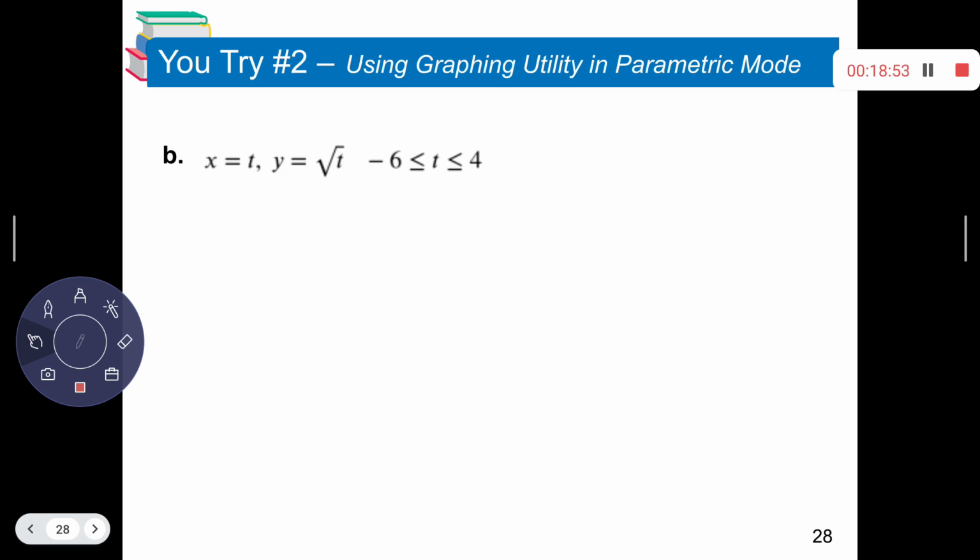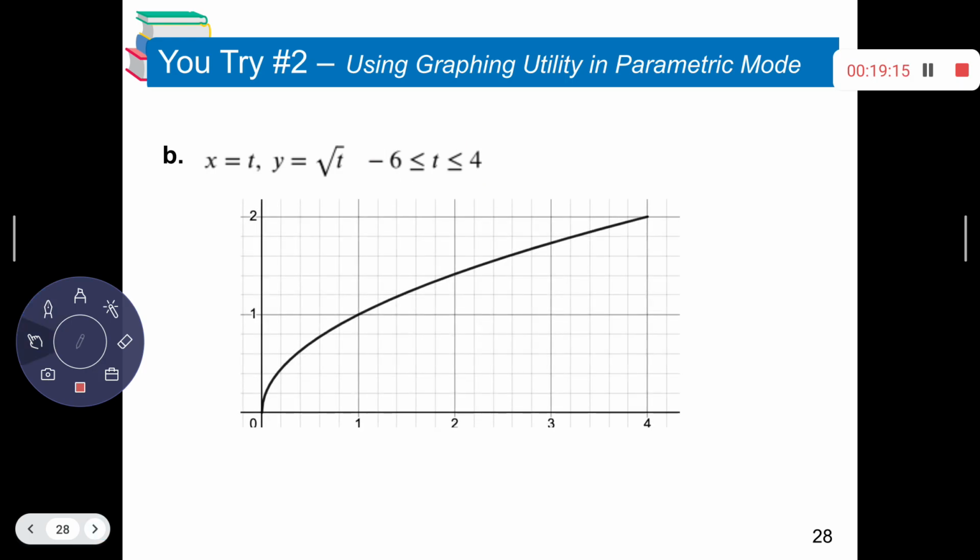Try that one. Ooh, I forgot to mention setting your window. If you're having trouble with these graphs, try setting your window. I think when you're in parametric mode, you can set your time inputs. If we have some questions on that, I can go over that in class tomorrow. All right, let's see. You should get something that looks like that. That would also pass vertical line test.